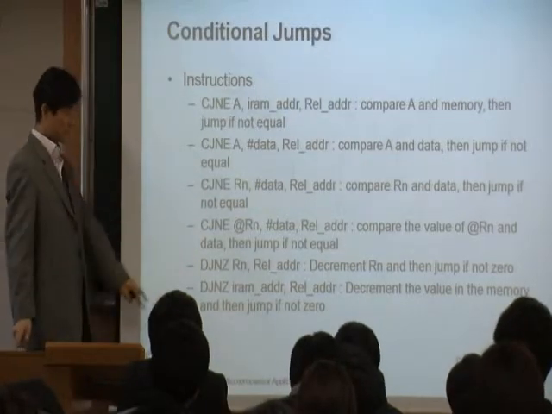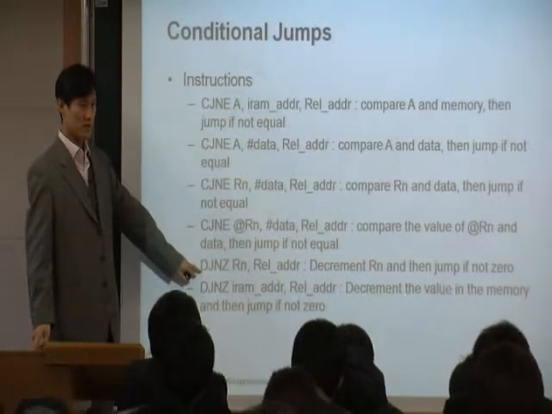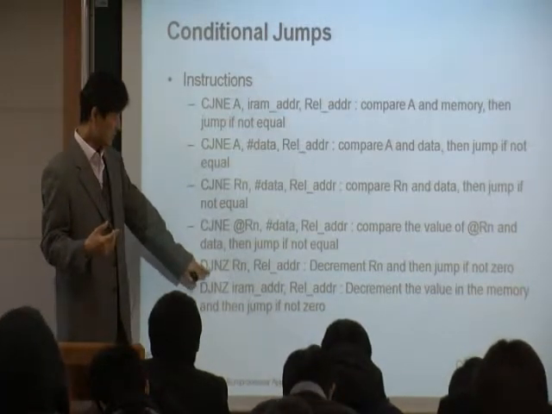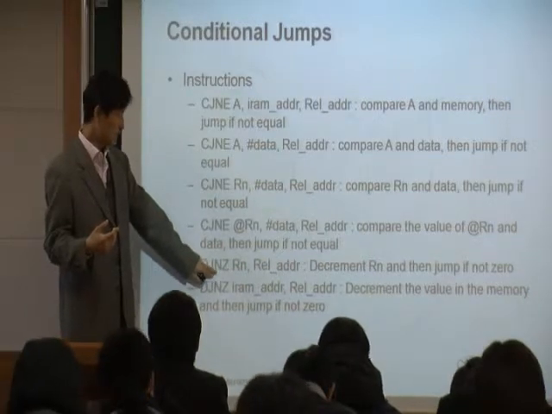The last one here, D. D means decrement. You're reducing. Decrement and jump. J means jump. Not 0.